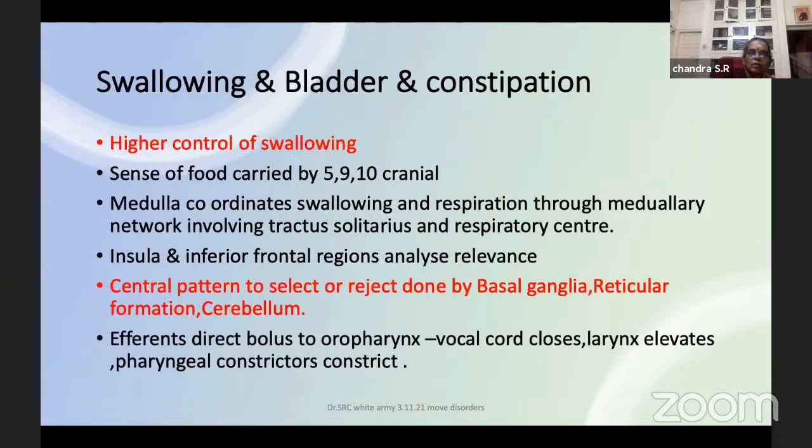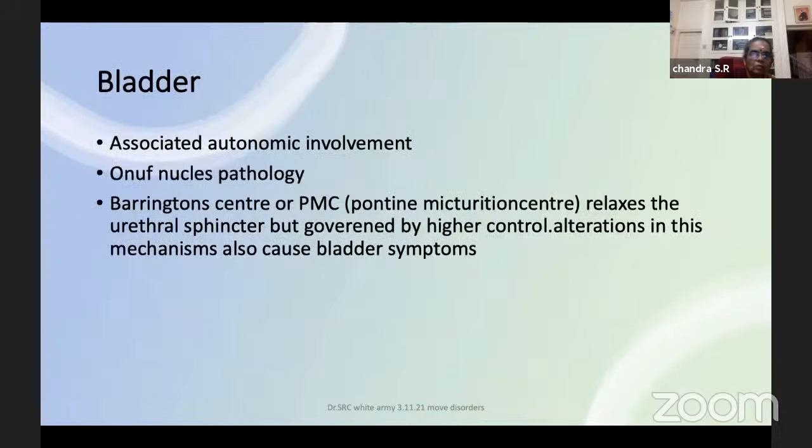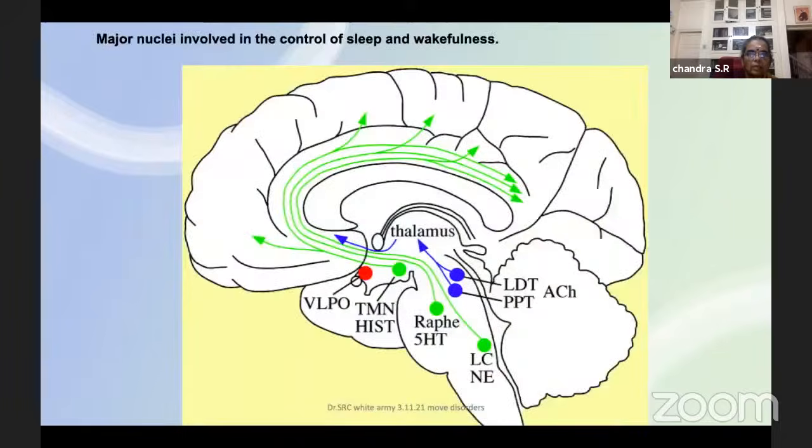And swallowing, bladder, and constipation control, I will not go into here. I am sure you are all tired now. So that is the mini motor system, or the intestinal motor system, and bladder control becomes abnormal due to pontine micturition syndrome and the Lewy body degeneration of the autonomic ganglia.